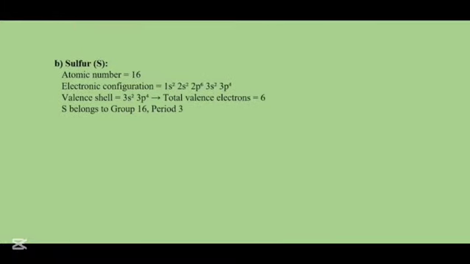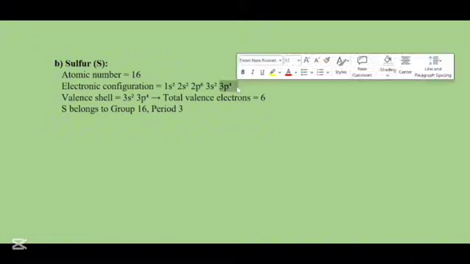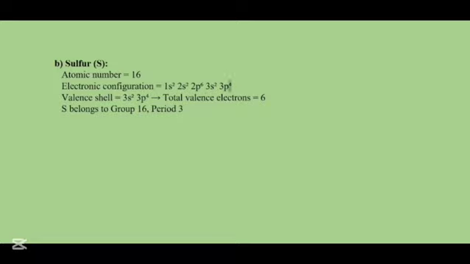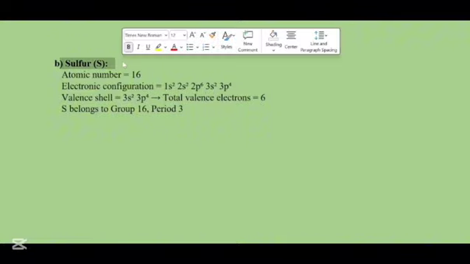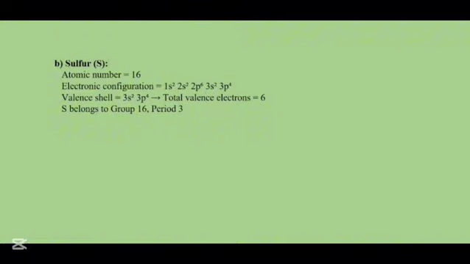Another example is sulfur. The atomic number is 16. As you can see, the electronic configuration is 1s2, 2s2, 2p6, 3s2 and 3p4. So 3p4 belongs to the P block, and 4 plus 2 is 6, which means total valence electrons in sulfur are 6. 6 plus 10 is 16. It belongs to the third period, it has a total of 6 valence electrons and it belongs to the 16th group.